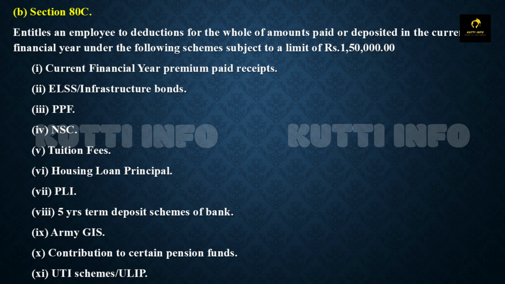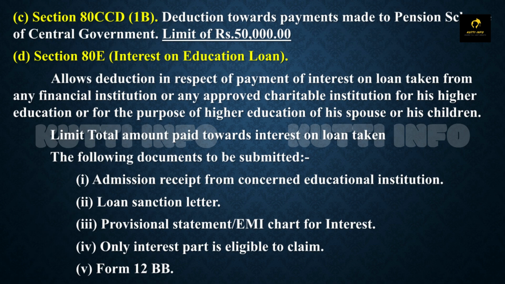PLI, 5-year term deposit schemes of banks, Army GIs, contribution to certain pension funds, UTI schemes, ULIP. Section 80CCD(1B): deduction towards payments made to the pension scheme of the central government. Limit of 50,000 rupees.